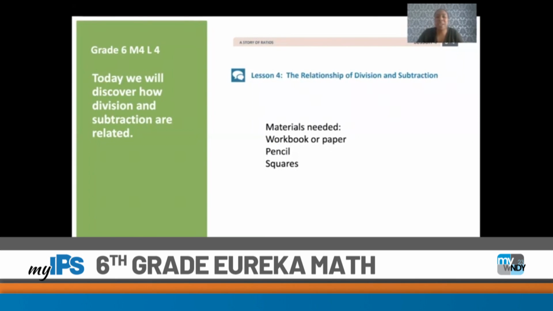Today we will cover Grade 6, Module 4, Lesson 4. If you have your workbook at home, your page should look like this. If you don't have your workbook, that's okay. Just grab a piece of paper and a pencil. In this lesson, we will create tape diagrams, so you can use square tiles. You can cut identical squares from a piece of paper, or you can use sticky notes.